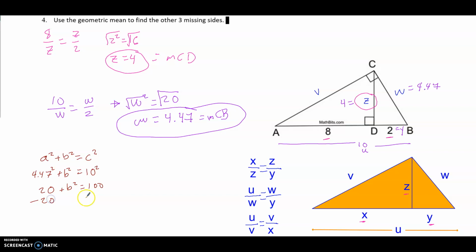And then simply solving for B, we subtract 20 on both sides. So we have B squared equals 80. And then if I take the square root on both sides, I have 8.9. And that's going to be the length of AC.